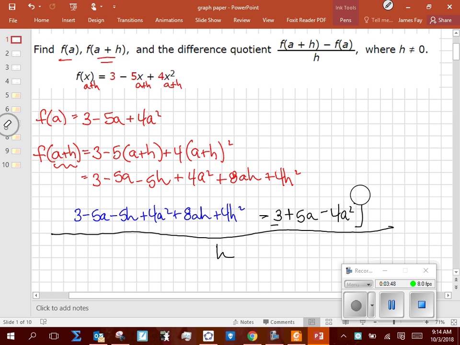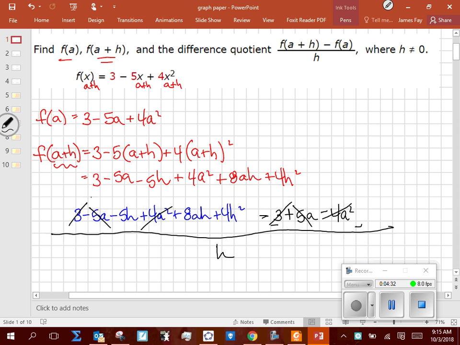If we've done this correctly, there should be cancellation occurring. Every single question we come across, there should be cancellation occurring in which the terms that you're left with all have an h in them. So the 3 doesn't have an h in it, right? So it should cancel. Does it? Yeah, that 3 right there cancels with that negative 3 right there. The negative 5a does not have an h in it. Does it cancel? Yeah, that negative 5a cancels the positive 5a. The 4a squared does not have an h in it. Does it cancel? Yep. 4a squared and negative 4a squared. That should happen every time in the difference quotient if we do it correctly.